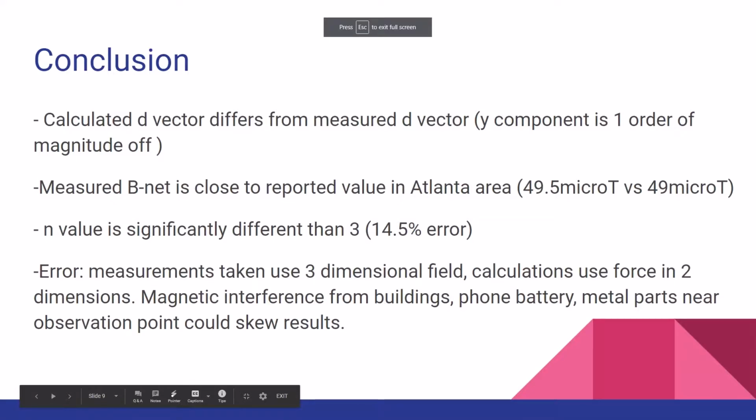So some of the error in this experiment can be derived from our methodology. All of the measurements taken use a three-dimensional field and strongly interact with things in their environment. The calculations for the Python flow script only use two dimensions, basically. Again, magnetic interference from buildings, the cell phone battery, virtually any metal in the area could throw these results off. Additionally, measurement error itself could be a source of some of these errors.